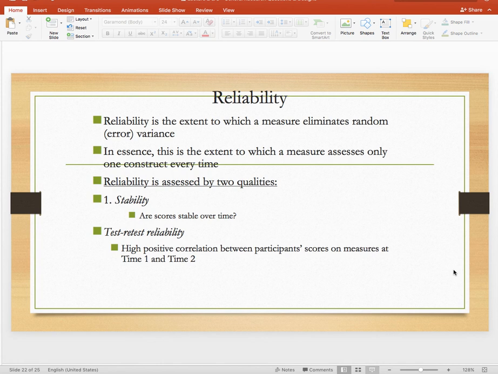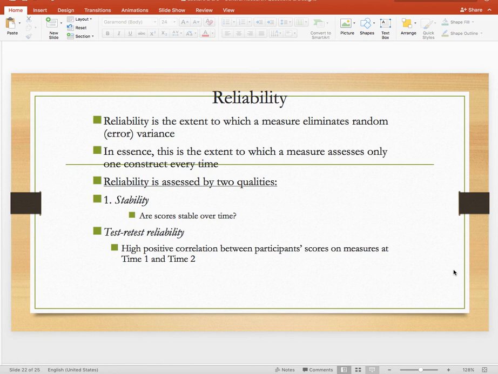Perfect. Okay, so now let's turn our attention to talking about how we actually assess reliability. Because remember, reliability is going to be assessed in two qualities: stability and consistency. Now, whenever we're talking about stability, stability means, are the scores stable from time 1 to time 2? Are they going to be stable across time periods? And that's very, very important for us for the establishment of reliability with the issue of stability.